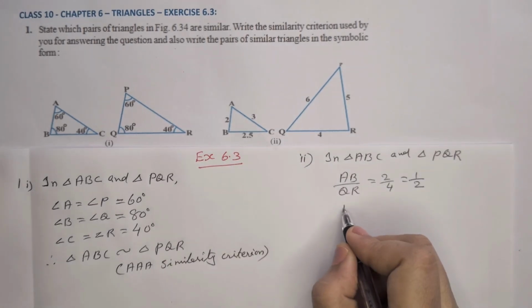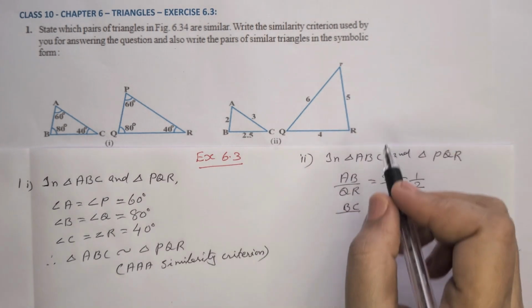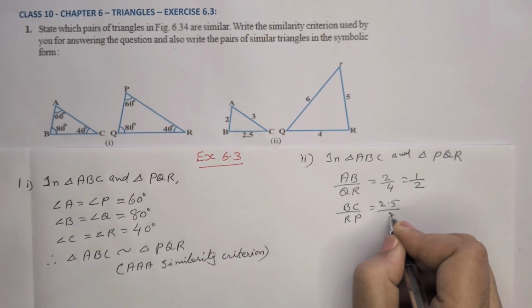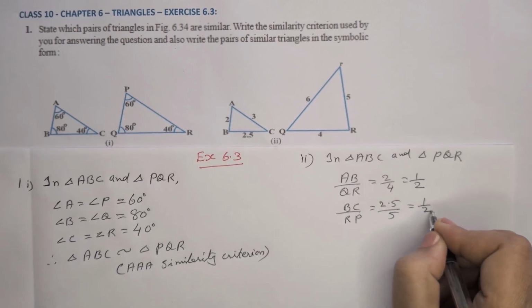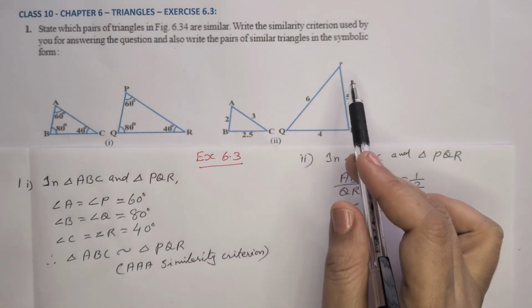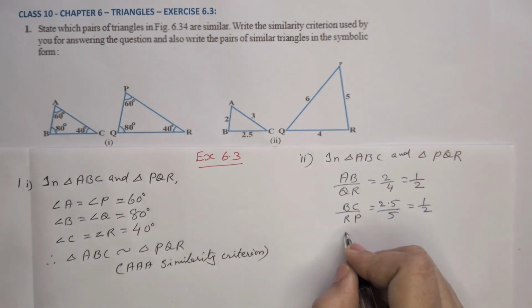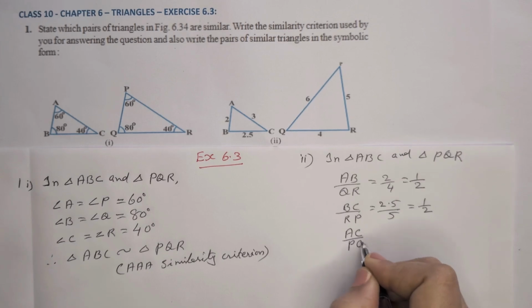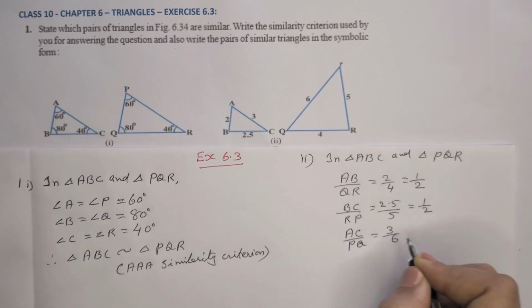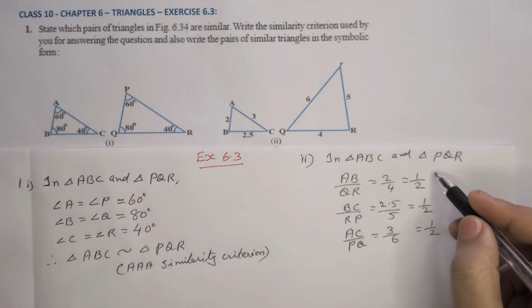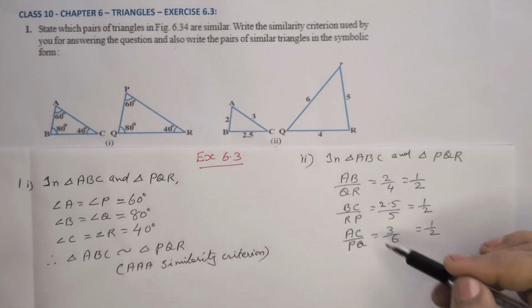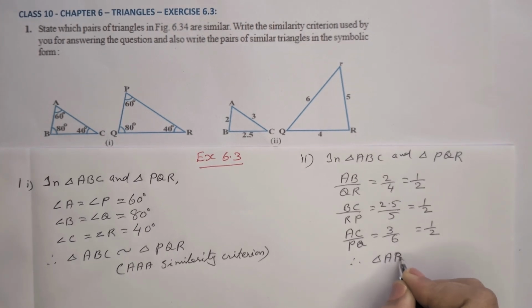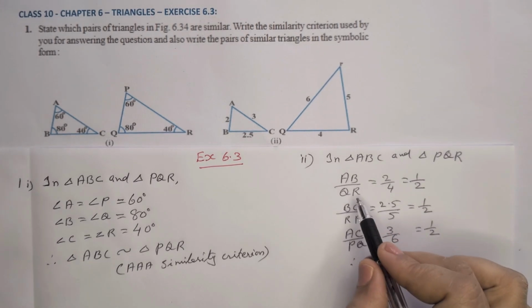Then BC by, corresponding to that, if we are taking RP, 2.5 divided by 5, that also we will get that as 1 by 2. Then AC by PQ. Three by 6 is equal to 1 by 2. So we can see all the ratios are same. Sides are proportional.